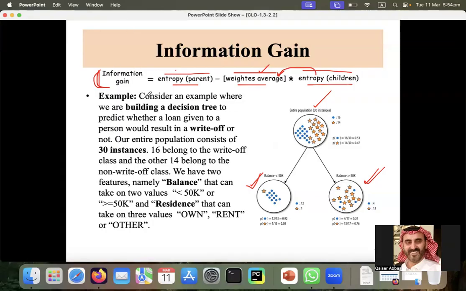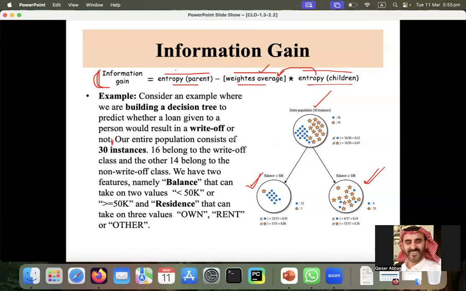And here we have an example. Consider an example where we are building a decision tree to predict whether a loan given to a person would result in a write-off or not. You have some persons, you have given loans to those persons, and those persons have returned the loan back or not. When they returned, it is not a write-off. When they didn't return, then it is a write-off.